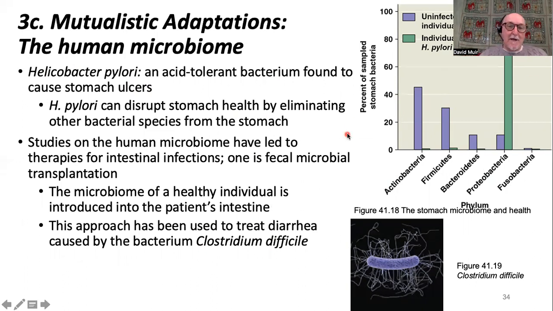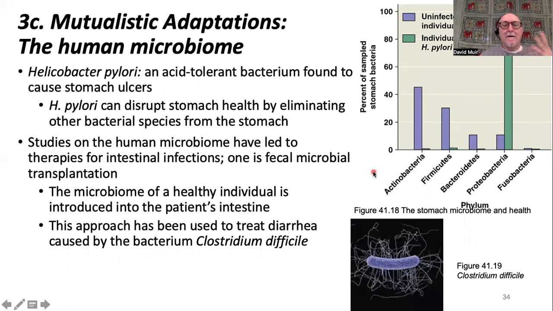And Helicobacter pylori is adapted to live in the stomach. And it has some really spectacular adaptations. First of all, it has to survive that incredible acid. Very few bacteria can survive the acid of the stomach. The acid of the stomach is actually protective. It kills off pathogens before they can enter the rest of the gut. But Helicobacter pylori has adaptations to survive the acid. Not only that, it seems to eliminate other microorganisms from the stomach.